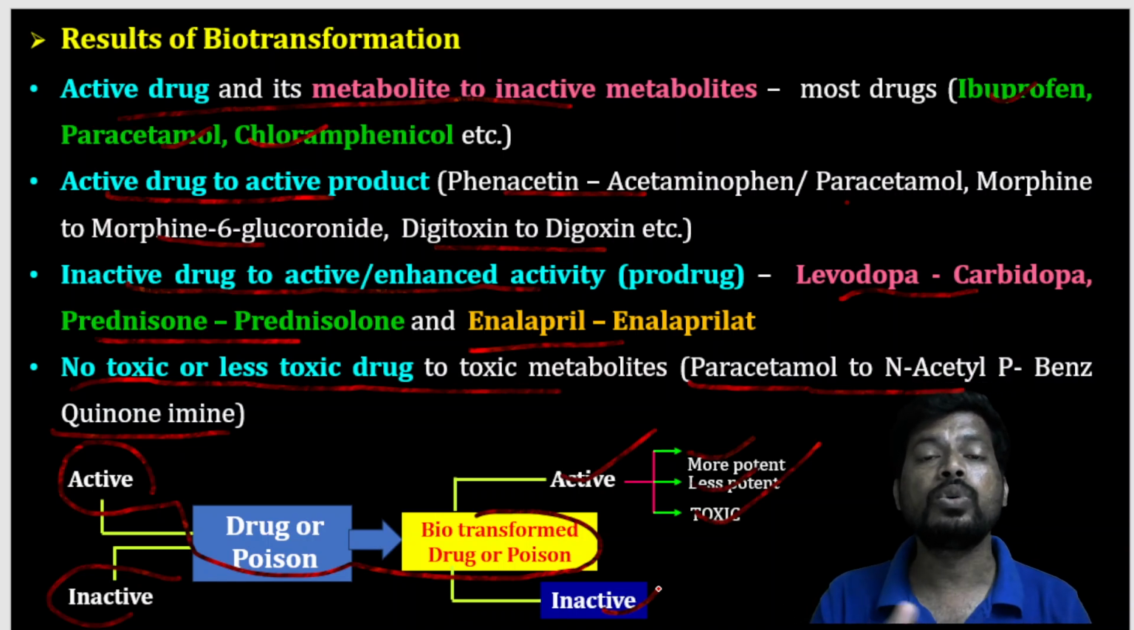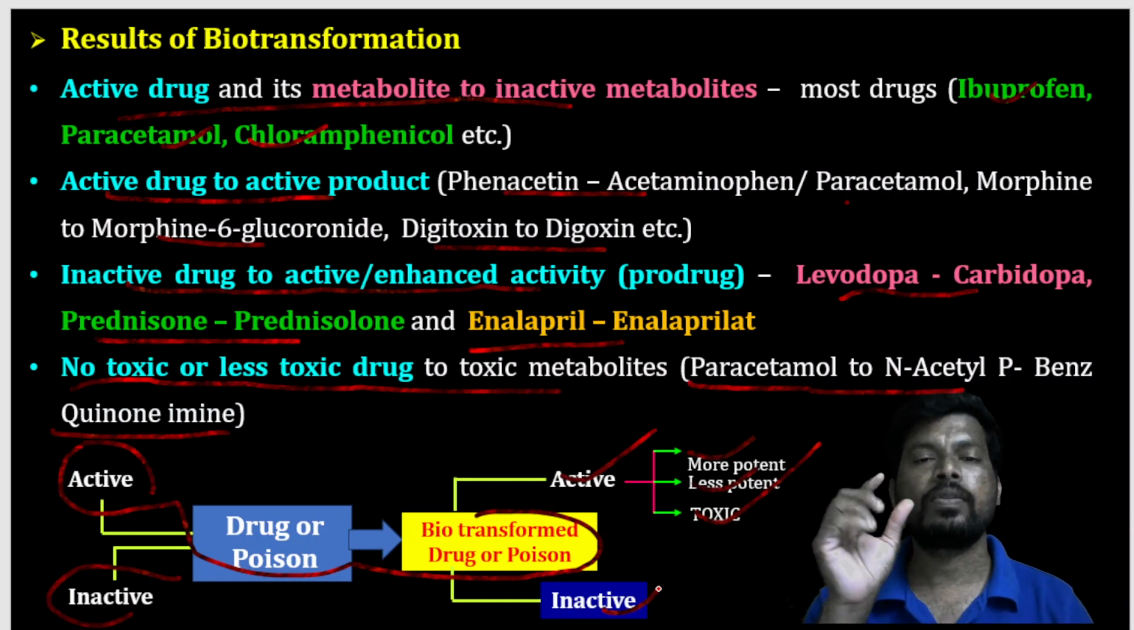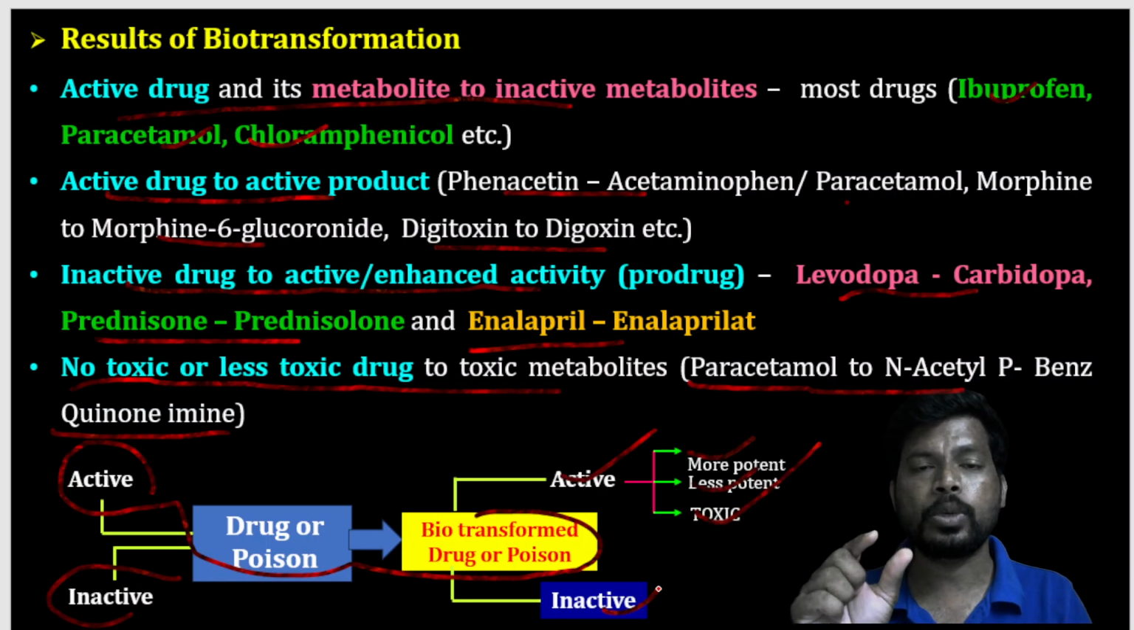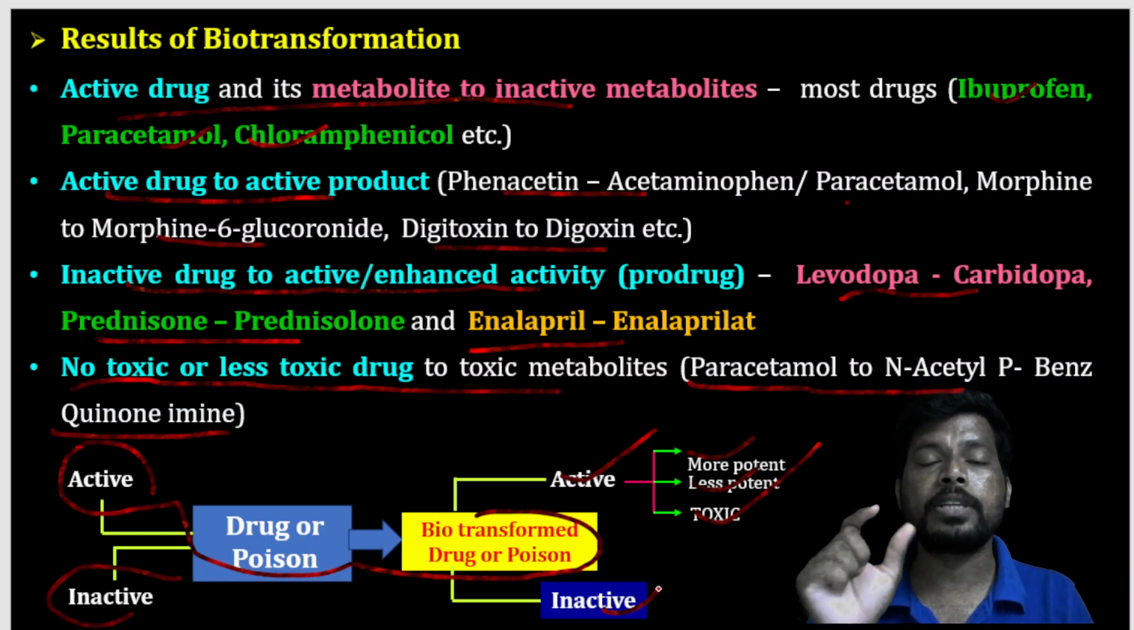Active drug converts to inactive, active drug converts to more active, inactive prodrugs convert to active drug, and non-toxic or less toxic drugs convert to toxic drugs. That is, conversion of paracetamol to its toxic metabolite N-acetyl-para-benzoquinone.